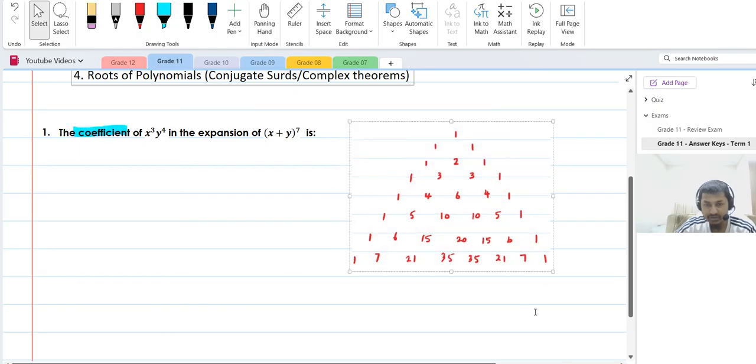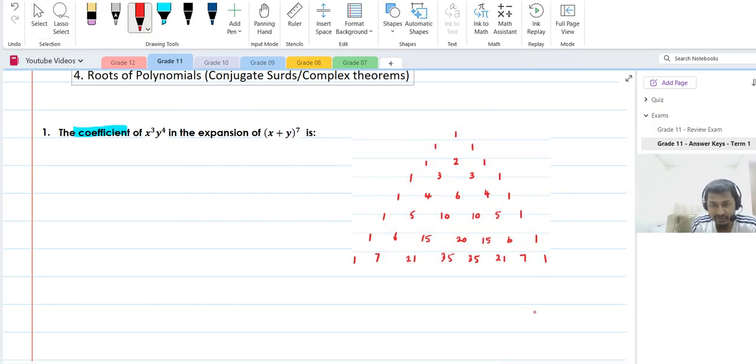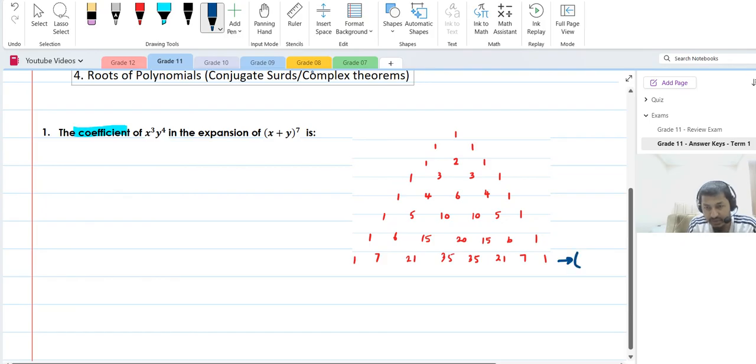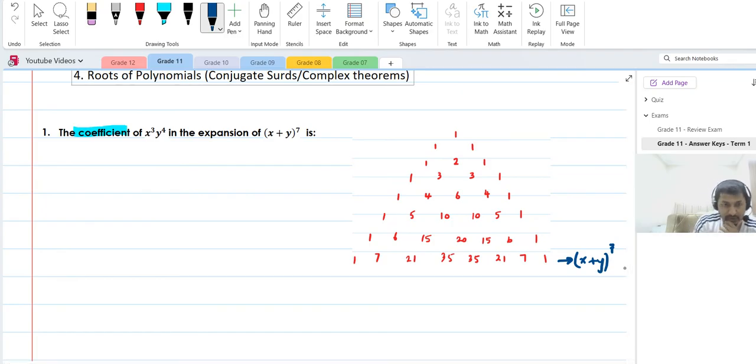Now how do we use the Pascal's triangle? Remember, the first row is a plus b to the power 0. So this is 1, 2, 3, 4, 5, 6, 7. So we're looking at the 7th row. So we want x plus y to the power 7. So how do we solve x plus y to the power 7? We will start with the 1. So x plus y to the power 7 is equal to 1.